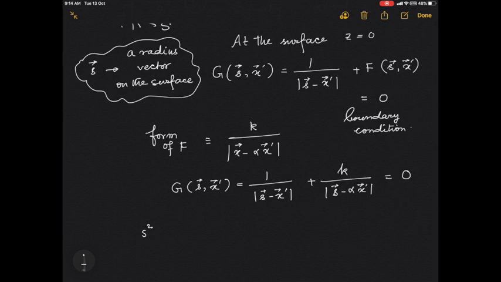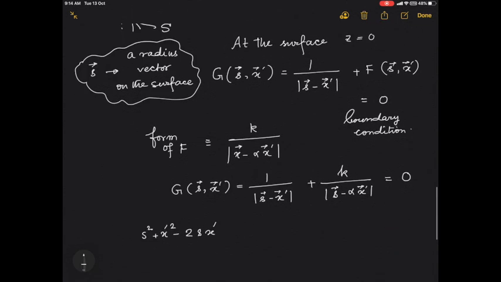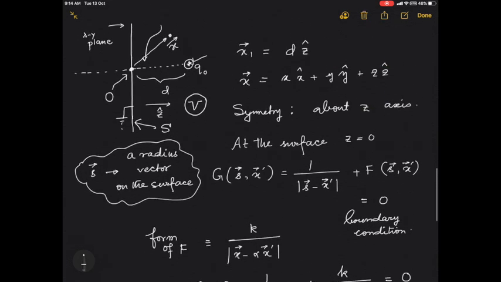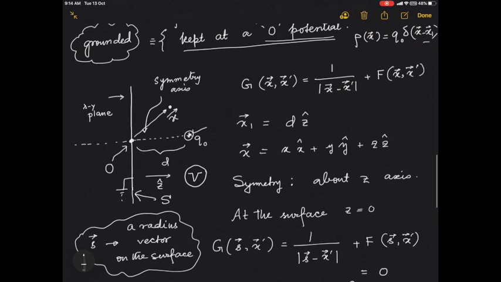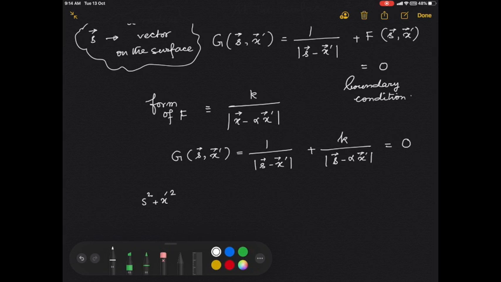Now, what is the denominator in the left hand side? This is s square plus x prime square minus 2 s x prime. And if I consider the angle between them, what is the angle between them? Well, x prime is this vector, and s always lies on the surface, so the angle between them is 0. So this term I don't need to write down.